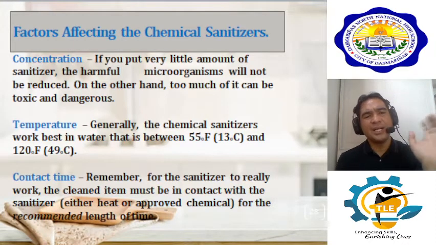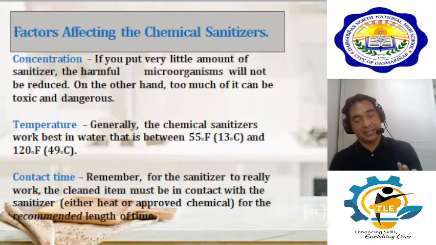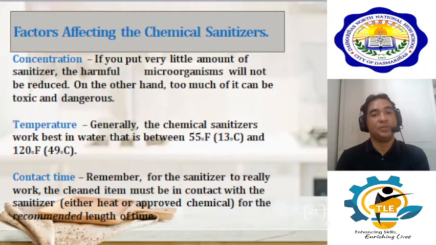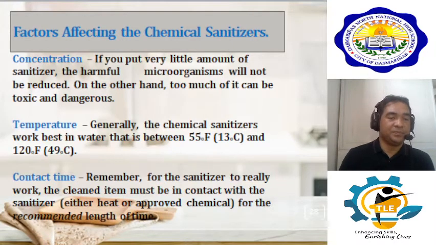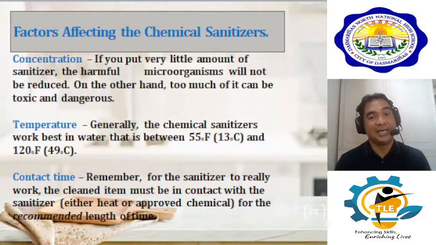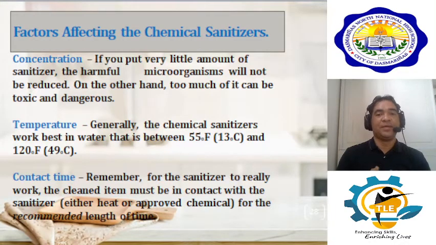Now, having discussed those chemical solutions that we use for sanitizing, there are three factors affecting the chemical sanitizers and their efficacy. All right. Number one is concentration. Okay, if you put very little sanitizer, the harmful microorganisms will not be reduced. On the other hand, if you put too much of it, it can be toxic and dangerous.